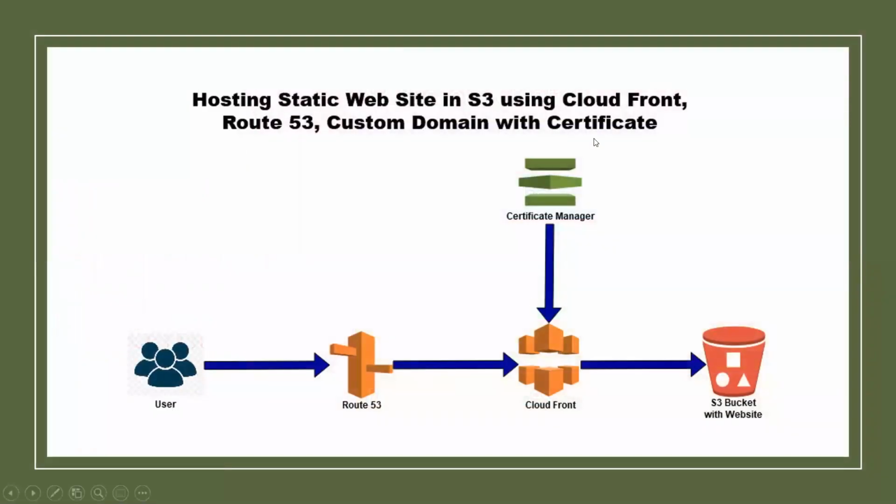The flow for this POC is: a user will send a request to Route 53, and Route 53 will send the request to CloudFront. CloudFront is integrated with Certificate Manager, where the certificate will be applied, and it will take the static application which is hosted in the S3 bucket. So this is hosted directly from the S3 bucket.